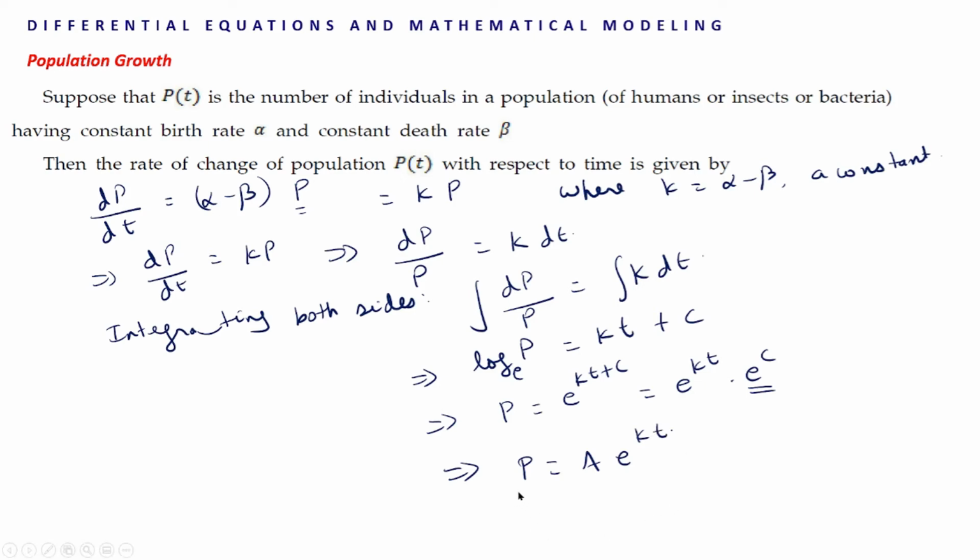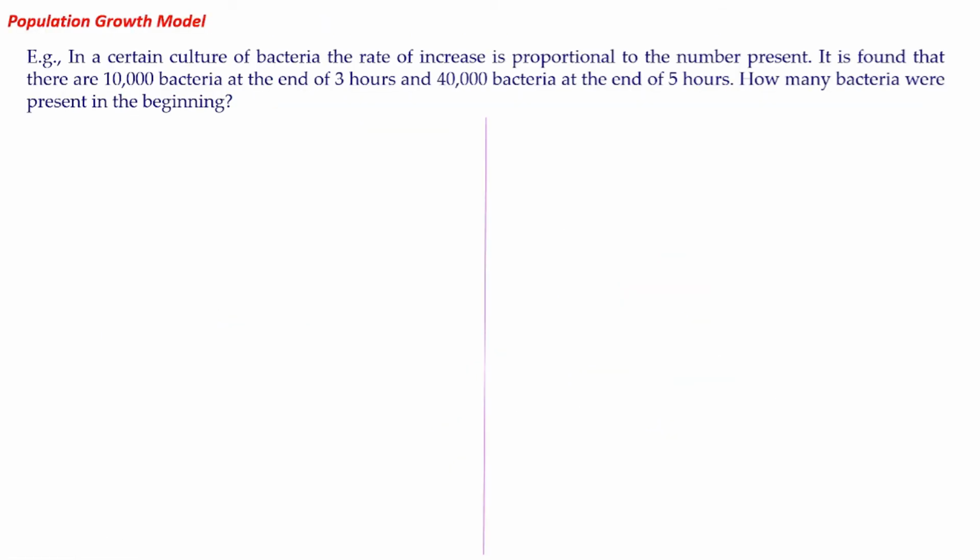So this is how we can use differential equations to develop the mathematical model. The population growth model is given by this equation, P equal to A into e raised to kt. Now we will understand this in a better way using an example. Here is an example.